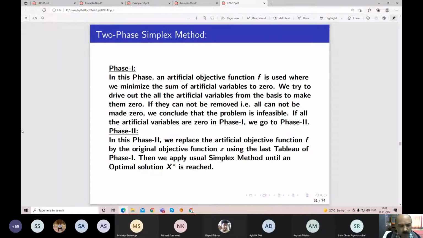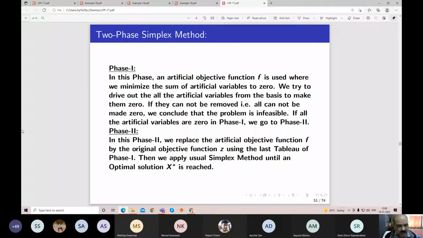So we formulate the objective function, a new objective function, and with respect to the artificial variables, we put some negative M, where M is a very large positive number that I want to remove. So we are avoiding that big M method. We are discussing the two-phase simplex method. This two-phase simplex method will solve the problem in two different phases.